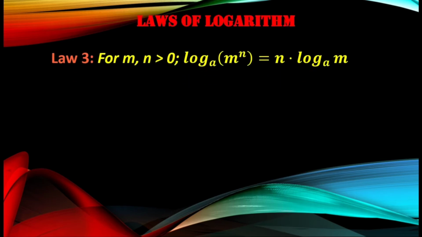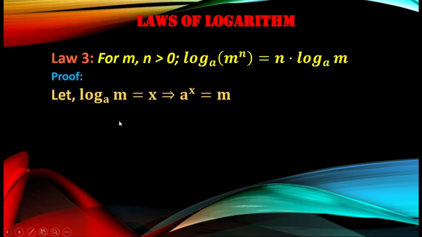Moving on to our third law. Our third law states that for m, n greater than 0, log of m to the power n to the base of a equals n multiplied by log of m to the base of a. So what does this actually mean? Before I elaborate on this law, I need to prove it.